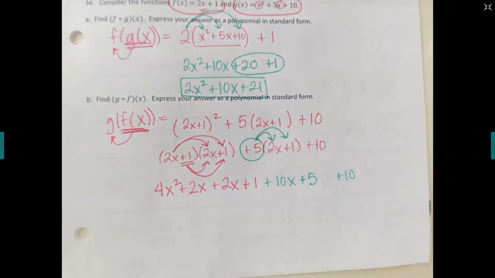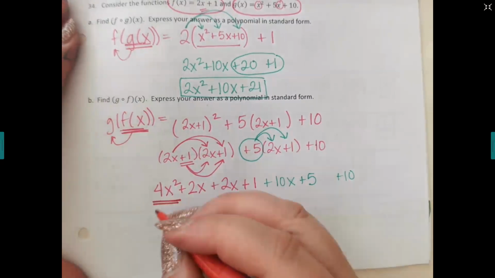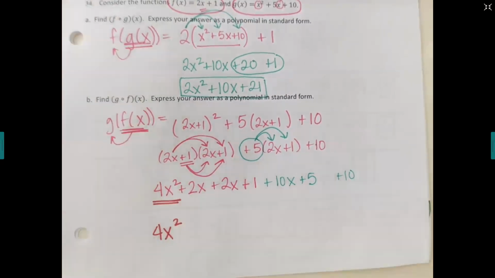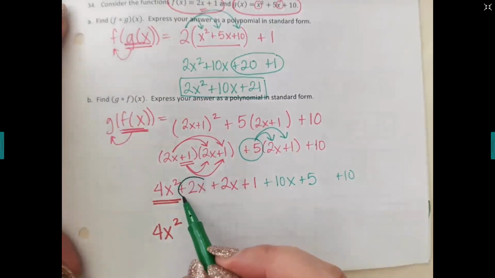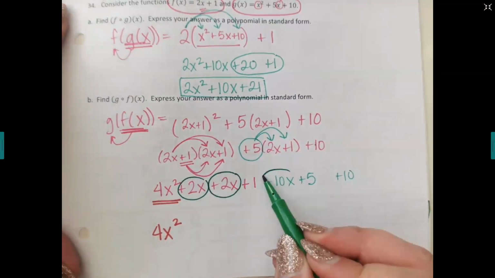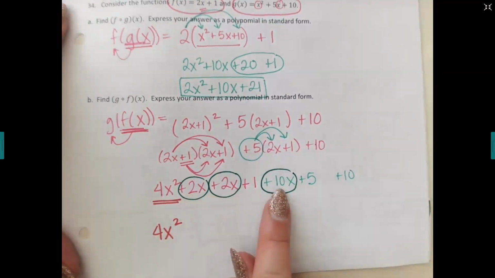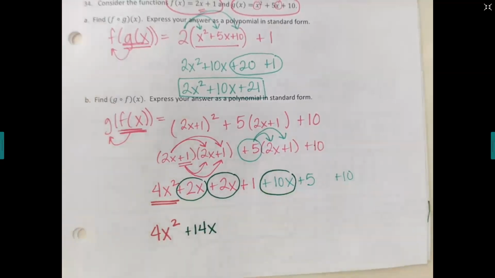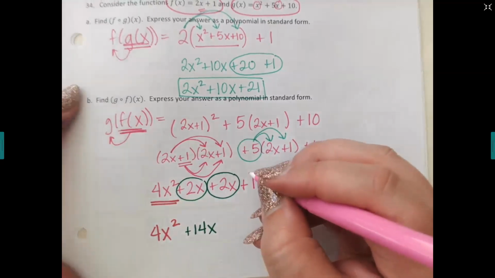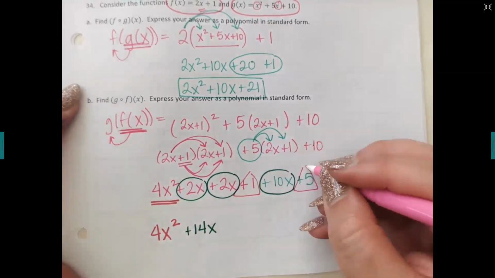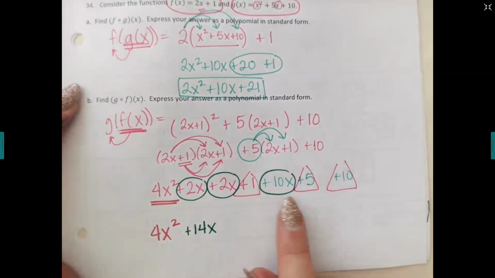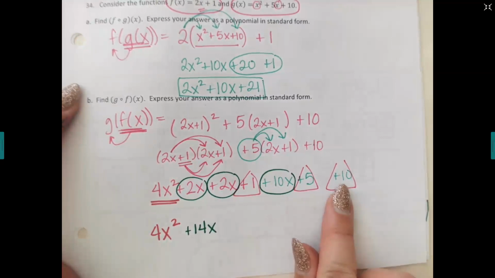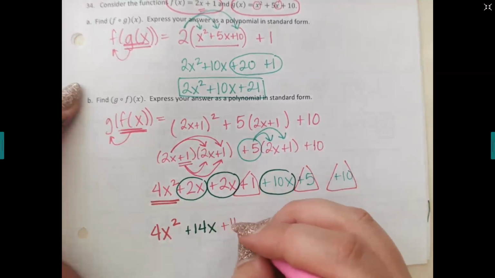From there, we're looking for our like terms. So I have a 4x squared. That's the only one. Then I'm looking for all my regular x's. I have a 2x, a 2x, and a 10x. 2 plus 2 is 4, 10 more would be 14. And then for my numbers by themselves, I have a plus 1, a plus 5, and a plus 10. So 1 plus 5 is 6, plus 10 more would be 16.